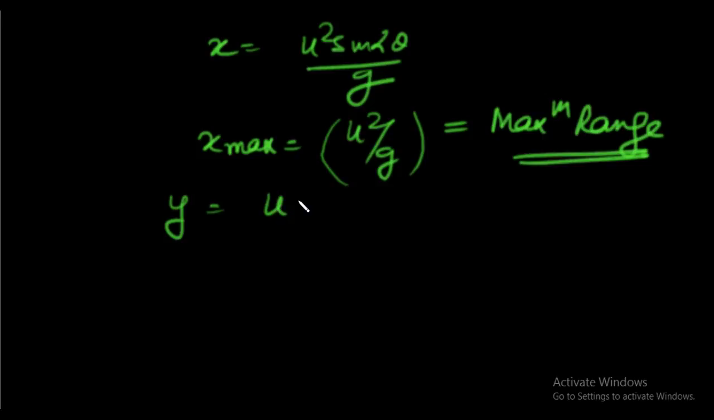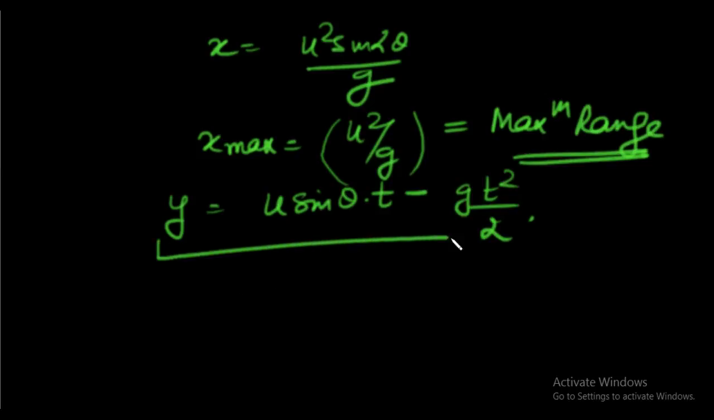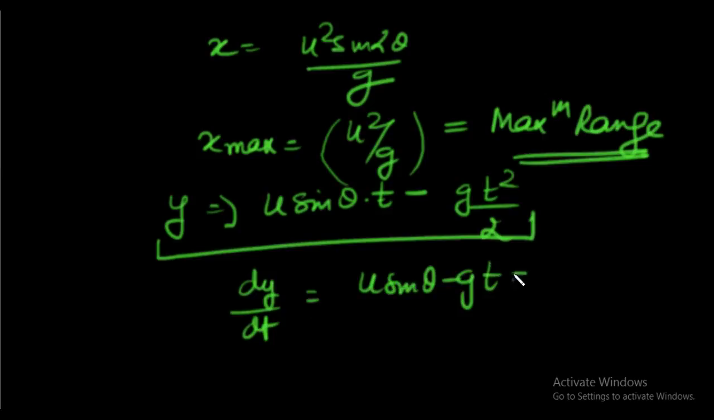So y was u sine theta times t minus g t square over 2. So first we can calculate the maximum height. Okay, how do we do that? Again, we differentiate this with respect to t. For example, dy by dt was u sine theta minus g t. This will have to be 0 because the quantity at that particular maximum point is 0.